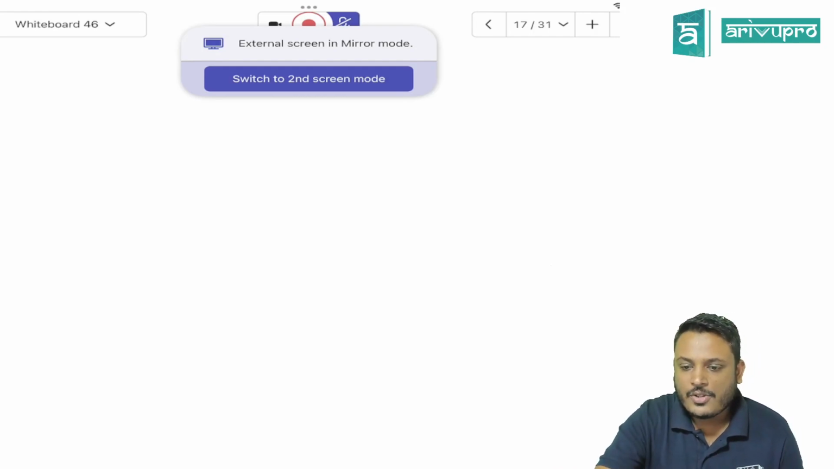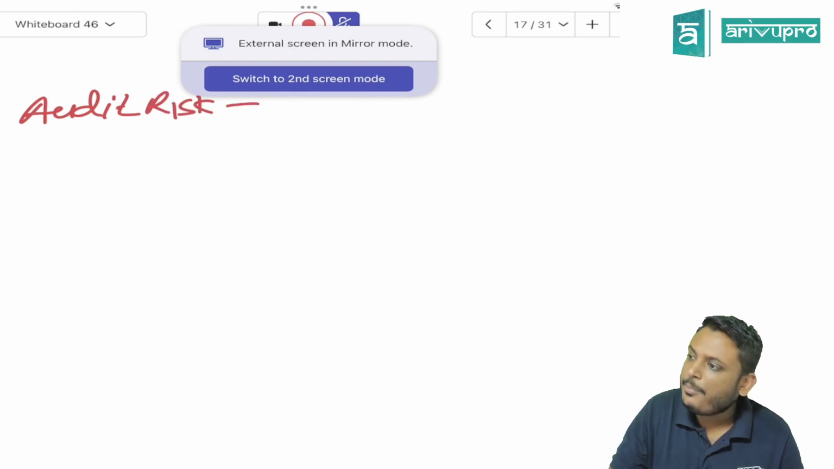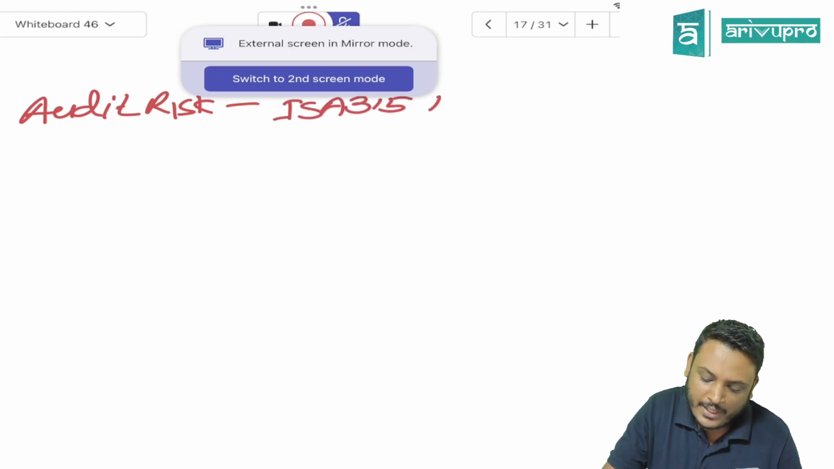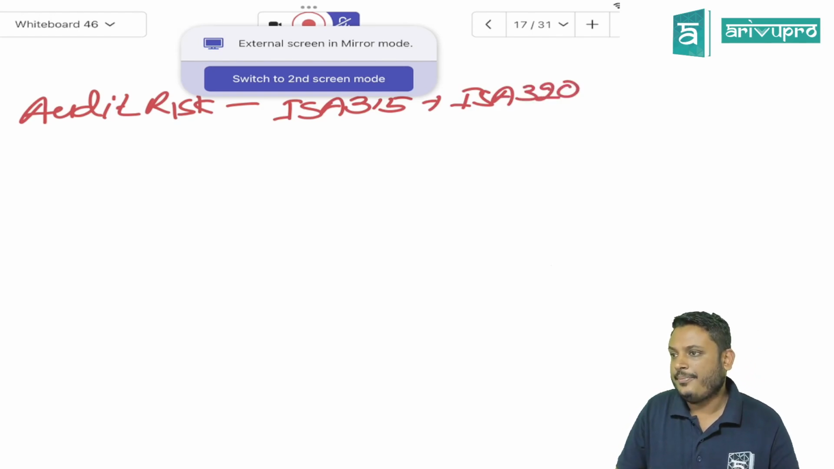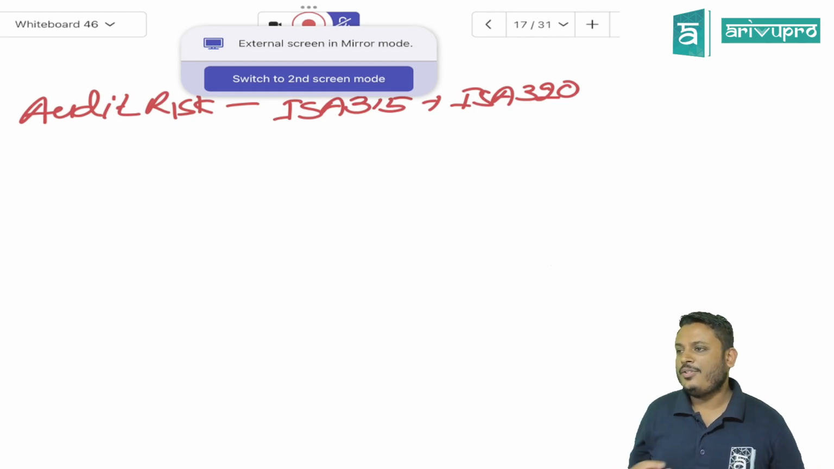Right. So our topic is audit risk. The standards that we're going to discuss are ISA 315 plus ISA 320. These are the two standards. Write down in the horizontal way, not vertical. There's a lot to write.